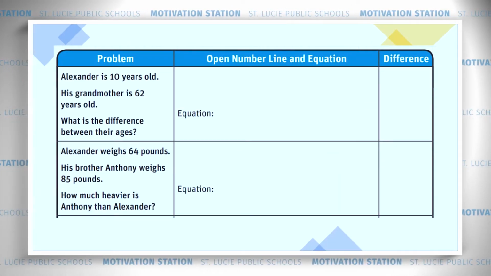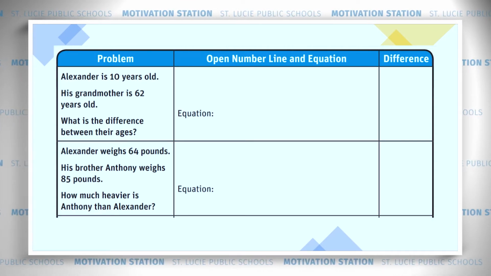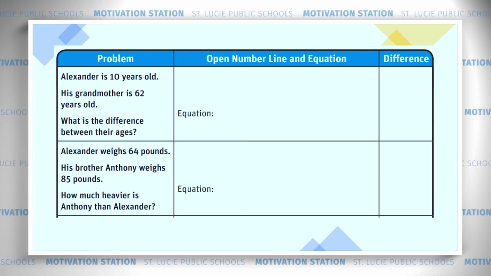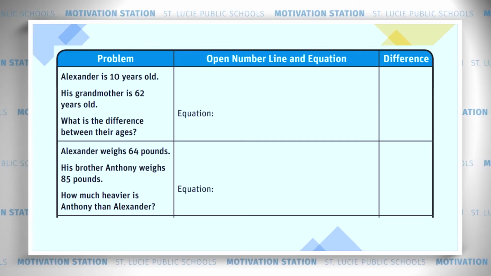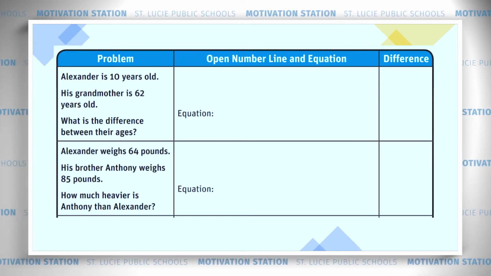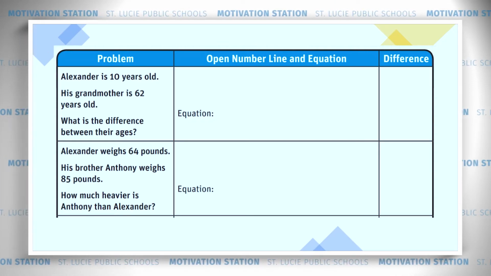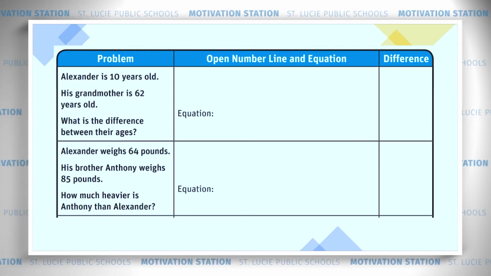Let's do this first one together. The first one is about Alexander and his grandmother. I'll read it for you. Alexander is 10 years old. His grandmother is 62 years old. What is the difference between their ages? Remember, we can do addition or subtraction for comparing problems. I'm going to show both. We need to make sure we're practicing both.